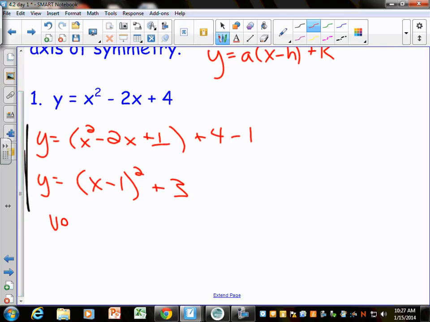So what is the vertex of this? Vertex is h and k.